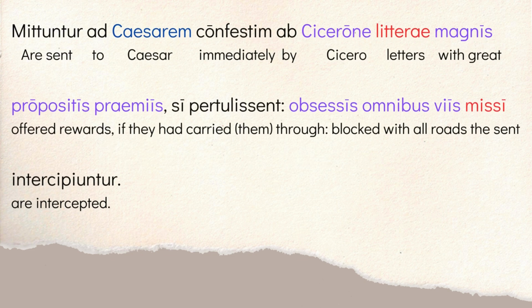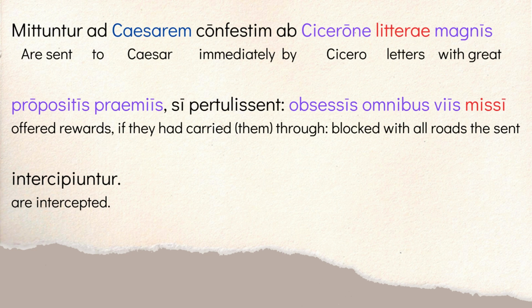Okay, so the chapter starts like this. Mittuntur ad Caesarem confestim ab Cicerone litterae magnis propositis praemiis, si pertulissent. Obsessis omnibus viis missi intercipiuntur.